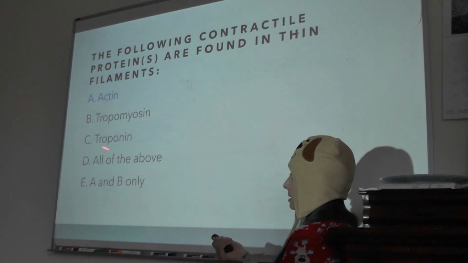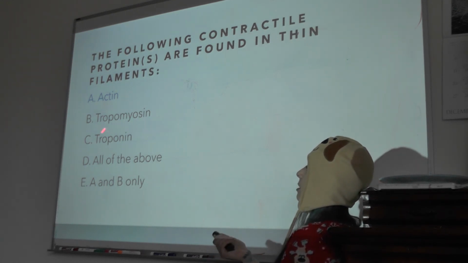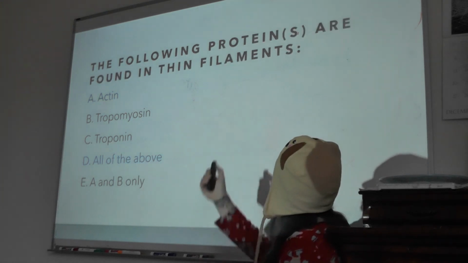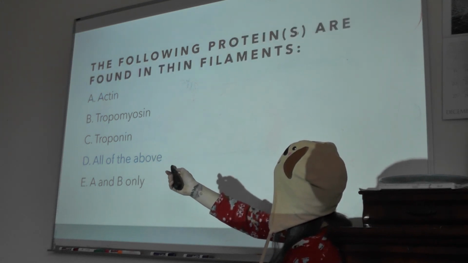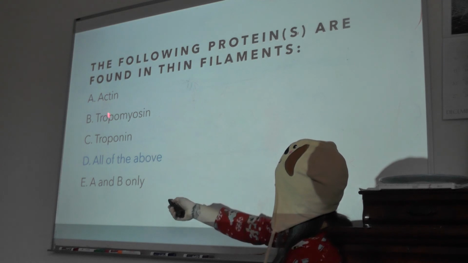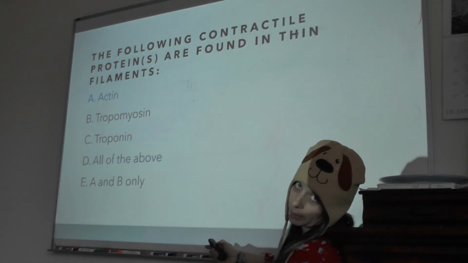Now, some of you definitely said all of the above. Sure, they're all found in a thin filament, but not all of them are involved in contraction. Only actin is. These are the regulatory proteins that block the action of myosin on actin in a relaxed muscle. All right. If I asked it a different way, the following proteins are found in thin filaments, it would be all of the above. These are important testing strategies we're learning here, people.